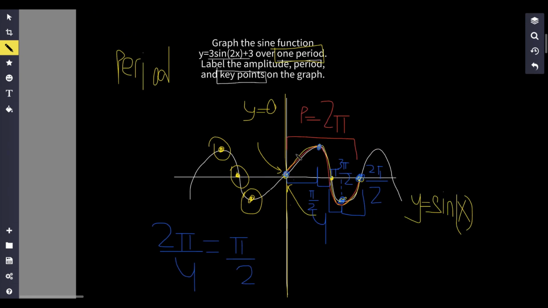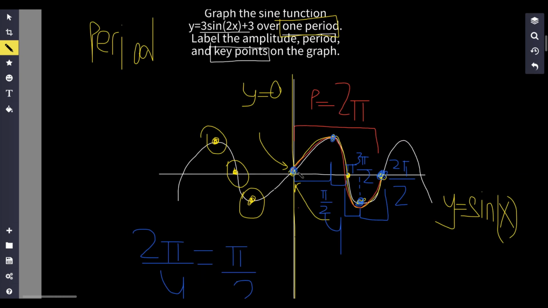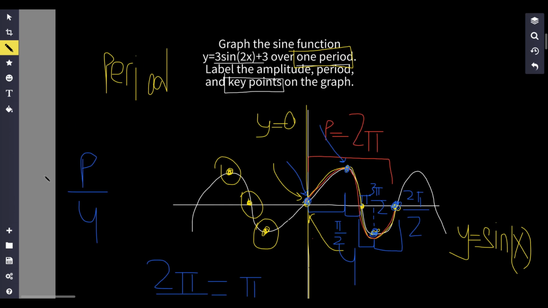All right, so the key thing to know is that if you're trying to find out the distance from one critical point to the next critical point, what you do is you find out the distance of the whole thing, which is your period. And you're going to divide it by 4 because there are 4 sections in total. Okay?